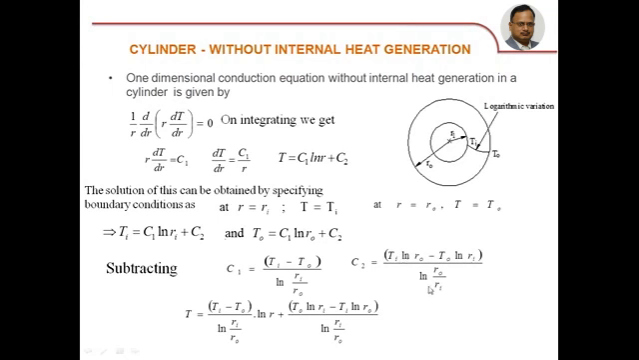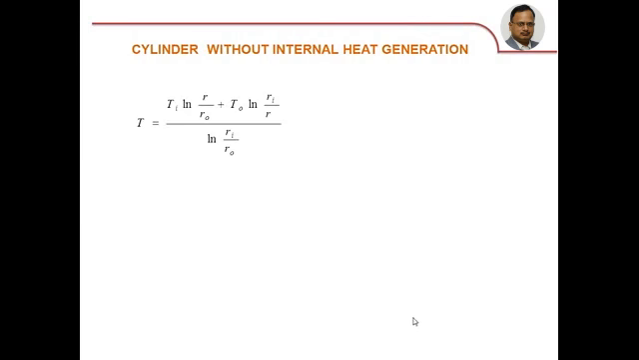Multiply this term with a minus sign. So first you will get T0 log Ri minus Ti log R0, and that minus sign changes log R0 by Ri as log Ri by R0. So it can be simplified and written as T equal to Ti log r by R0 plus T0 log Ri by r, divided by logarithm of Ri by R0. So this gives temperature as a function of radius, logarithmic in nature.